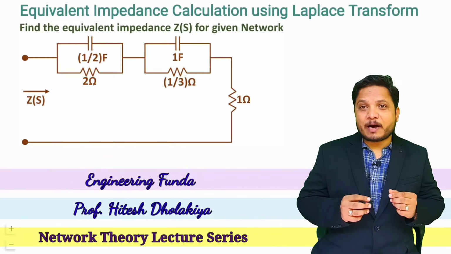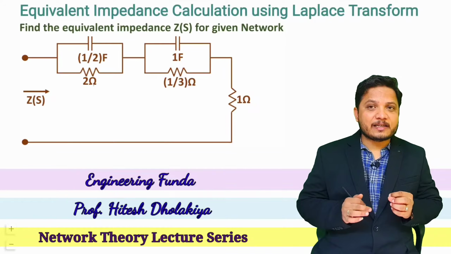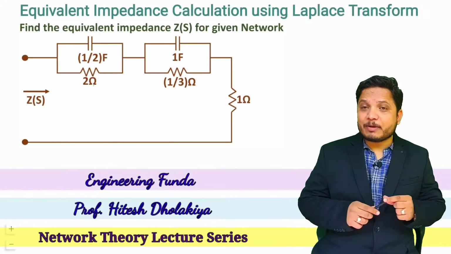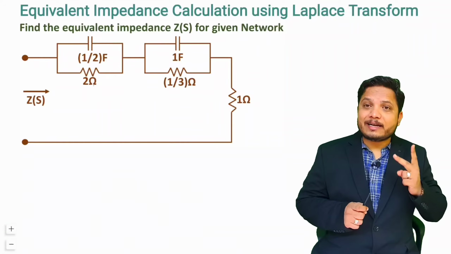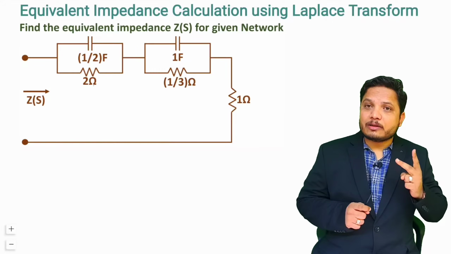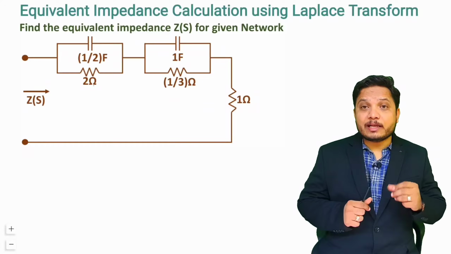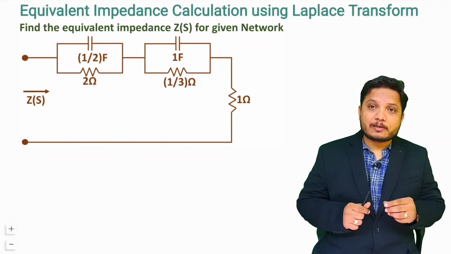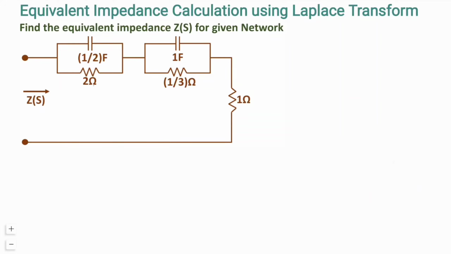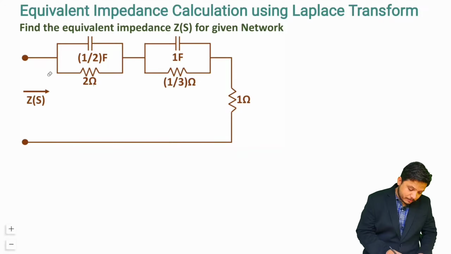This video is a part of Network Theory lecture series, and in this video I'll explain two very interesting examples based on equivalent impedance calculation, and in that we'll be using Laplace transformation. So let us see the first question here. If you observe, we have been given this circuit, and for this circuit we need to find the equivalent impedance Z of S.